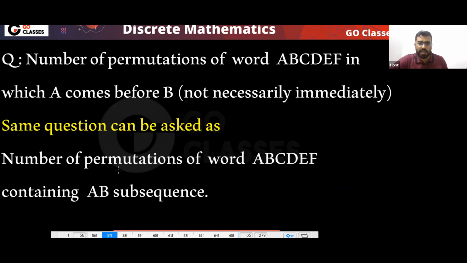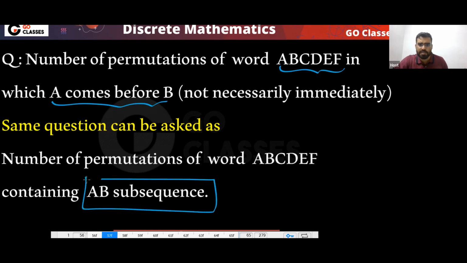This question, we have already seen in the product rule. Do you remember? Okay, now let's see, what is the answer? This same question we can solve by a different method. So you have A, B, C, D, E, F. A comes before B basically means that you have an A, B subsequence.